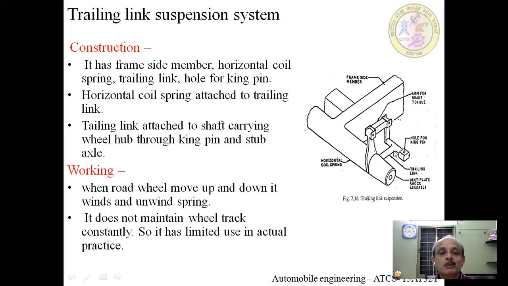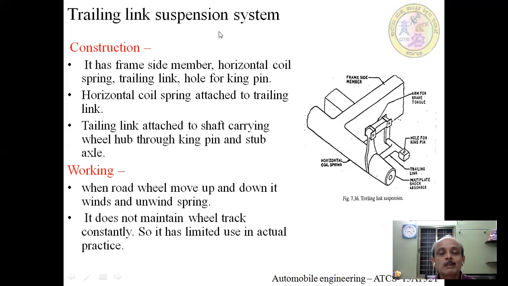The horizontal coil spring is attached to the trailing link. The trailing link is attached to the shaft carrying the wheel hub through the kingpin and stub axle. Very simple working: whenever the road wheel moves up and down, it winds and unwinds the spring. So that is the simple construction and working of the trailing link suspension system.